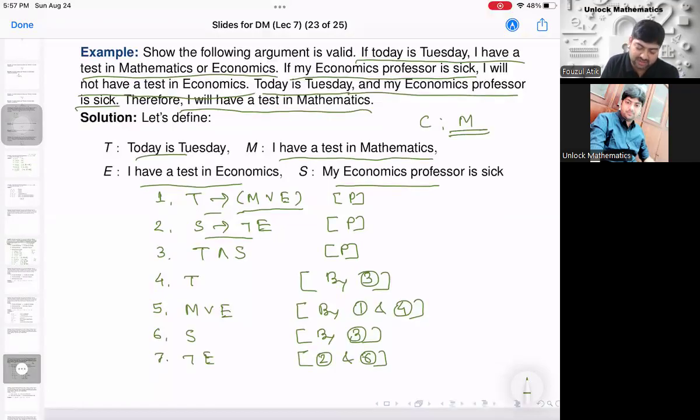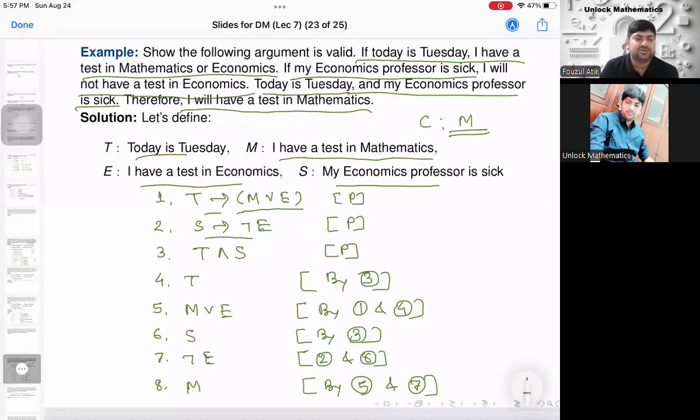Now I have not E and I have M or E. 5 and 7, if I apply, I'll get M, right? So by 5 and 7 together, I got M. So the conclusion is I have a test in mathematics. I'm done.